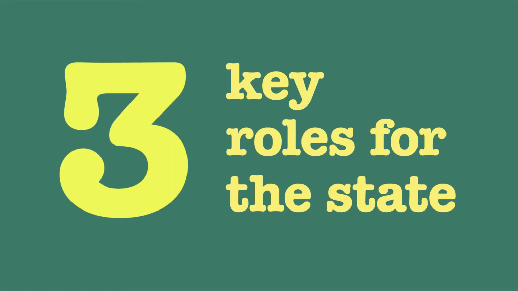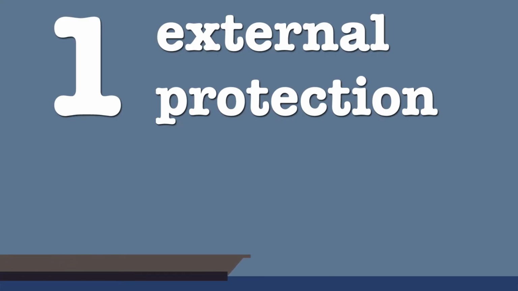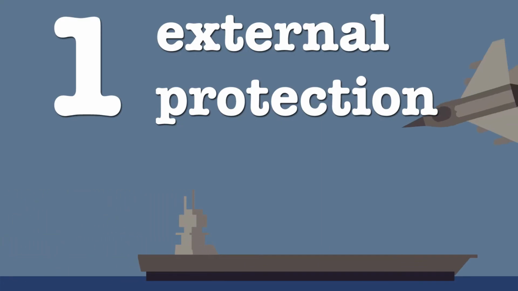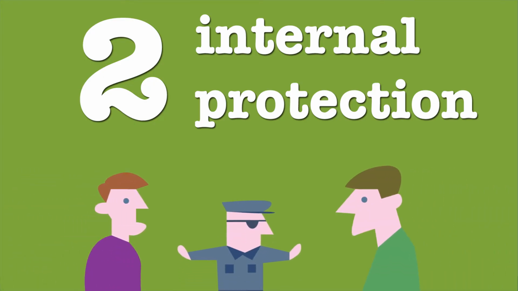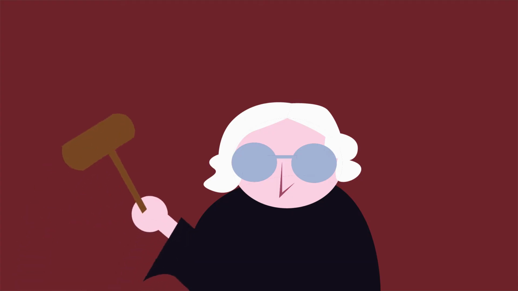Smith determined three key roles for the state to achieve such a society. First, the state must protect citizens from foreign aggressors. This requires the government to support a military. Second, it must also protect citizens from aggression and injustice from other citizens, which entails policing and a functioning court system.